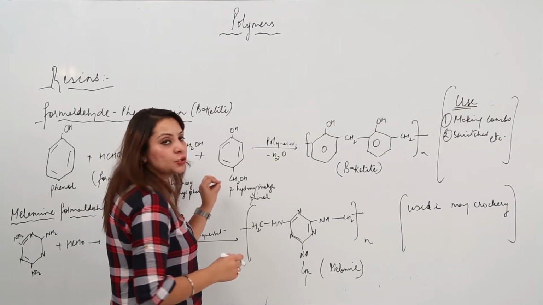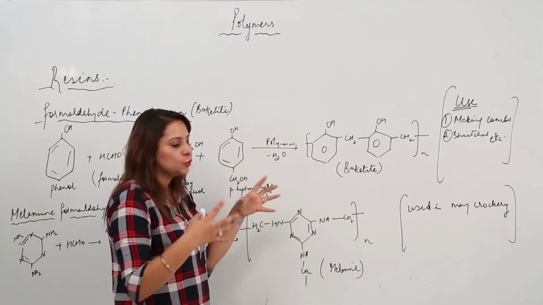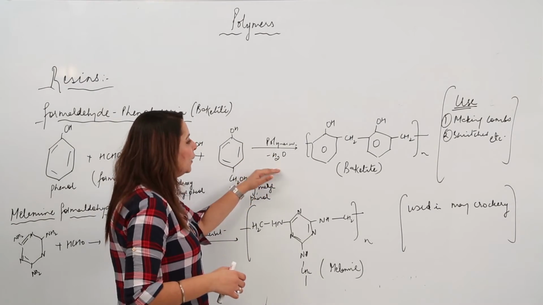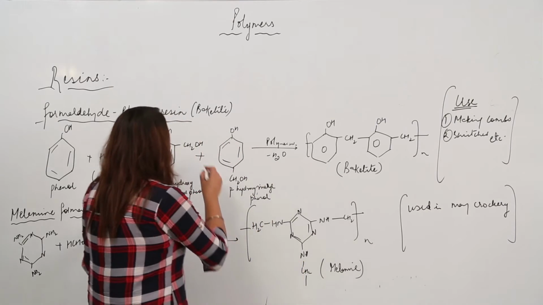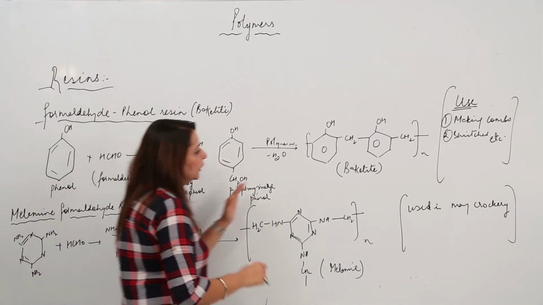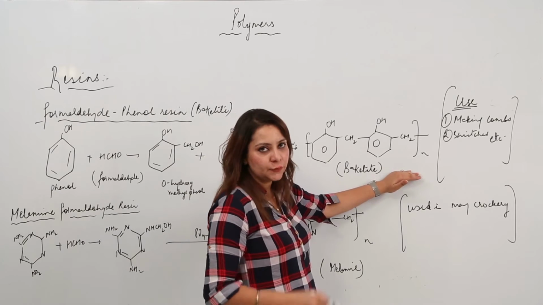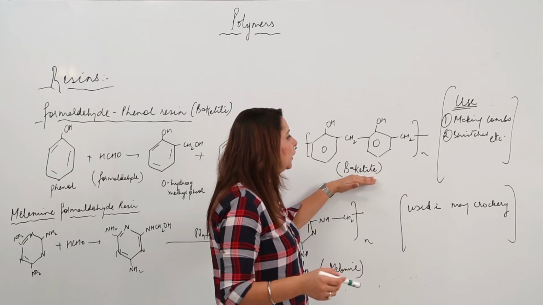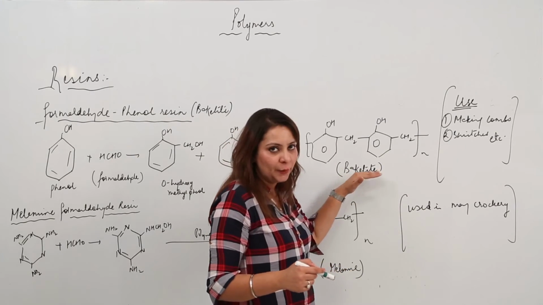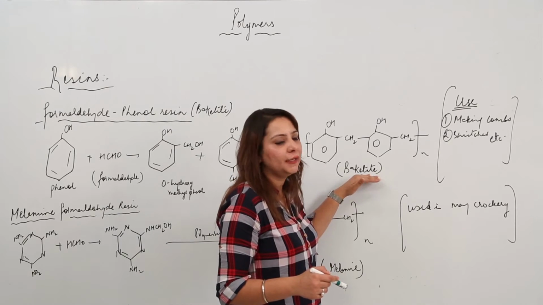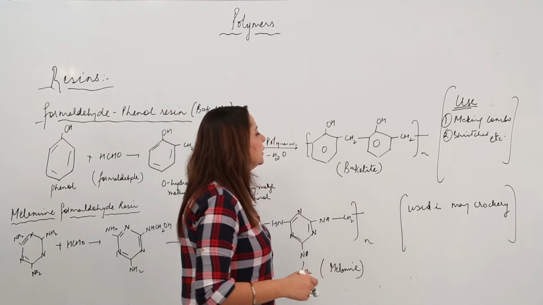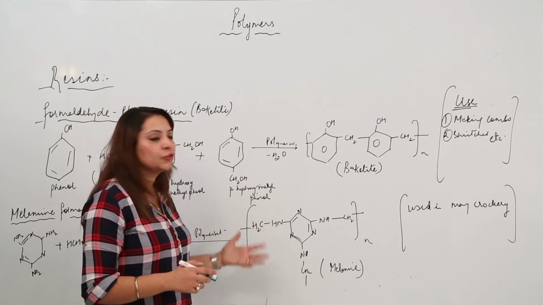And then they both join together, condense together with elimination of H2O, and we get this kind of structure. As you can see, OH from this side and H from this side is being removed, and it forms a structure like this, which keeps on repeating, and we get a polymer, and this is called as formaldehyde phenol resin, that is the Bakelite. As far as the uses are concerned, it is used in making combs, electrical switches, and many more.